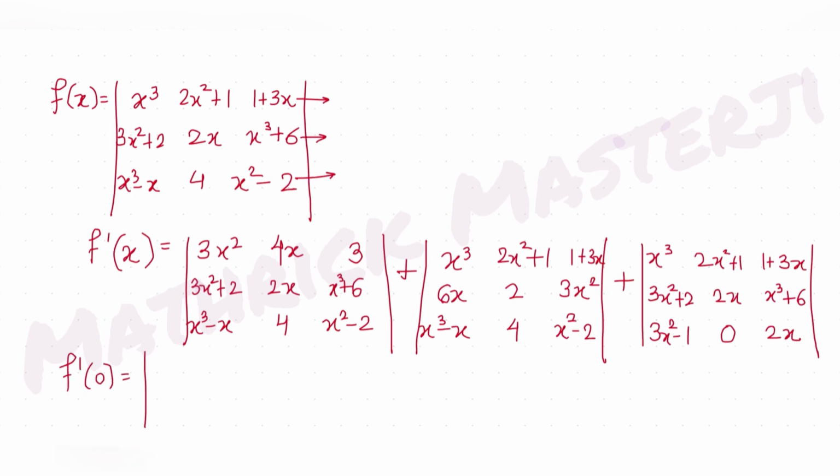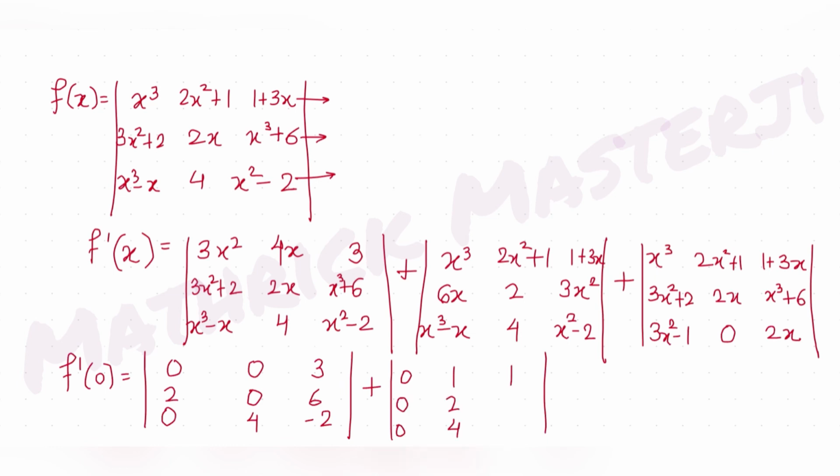So if I substitute 0, I get 0, 0, 3. This becomes 0 plus 2, 2. 2 into 0, 0. 0 plus 6, 6. This is again 0. This is 4. 0 minus 2, minus 2. Plus the other matrix. 0. 0 plus 1, 1. 1 plus 0, 1. 0 again. 0 minus 0, 0 again. 2, 4 as it is. 3 into 0, again 0. 0 minus 2, minus 2.